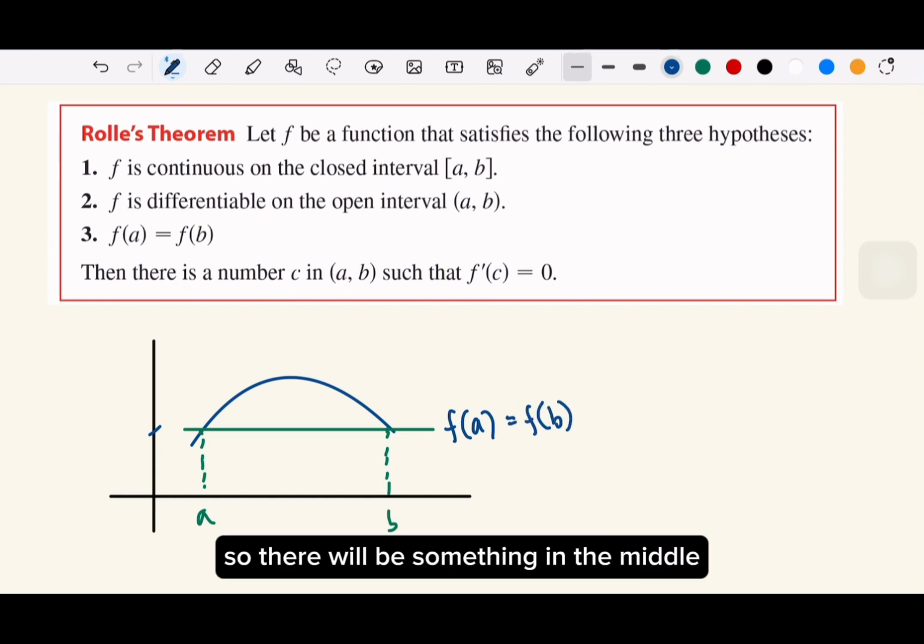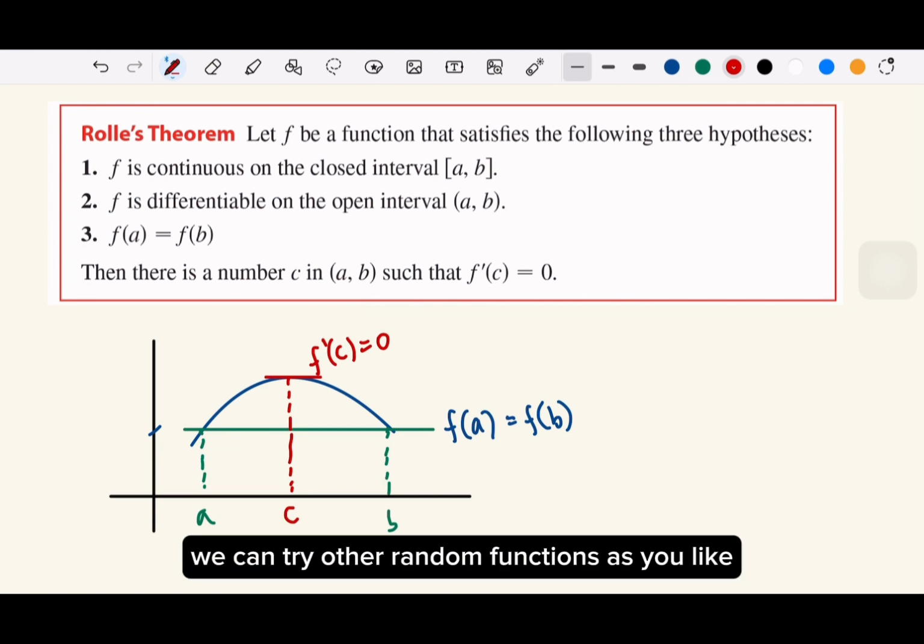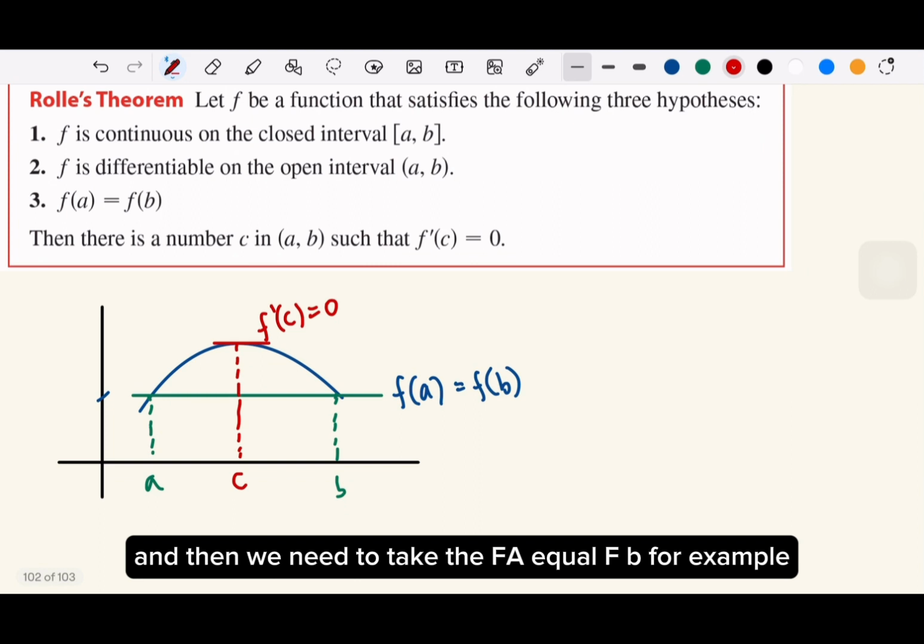So there will be something in between A and B that is going to have slope 0. So let's say this is C. We can try other random functions as you like, okay? And then we need to take f(A) equal to f(B).